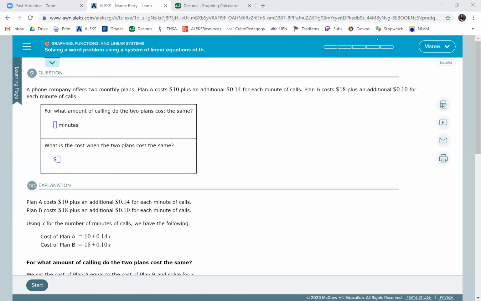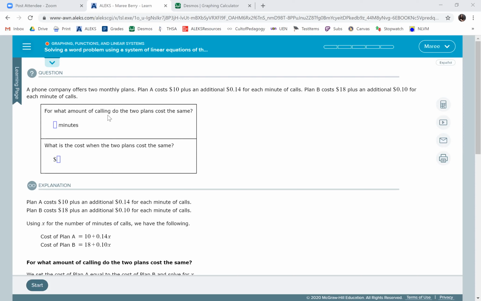We're going to be writing our equations based on the statement, like the word problem. So plan A is $10. An additional just means you're adding 14 cents per minute. Notice they write it down here for plan A. They write down plan B.